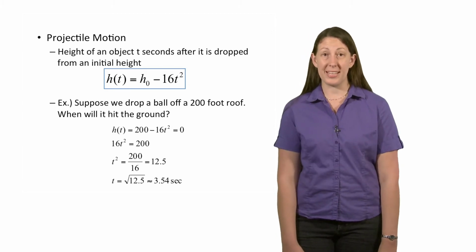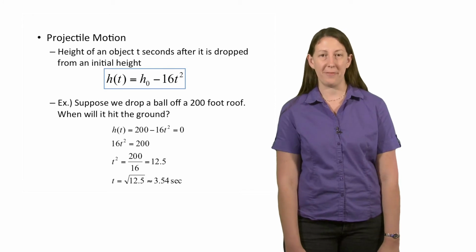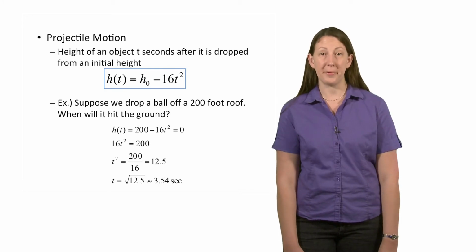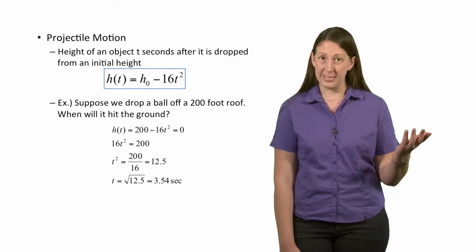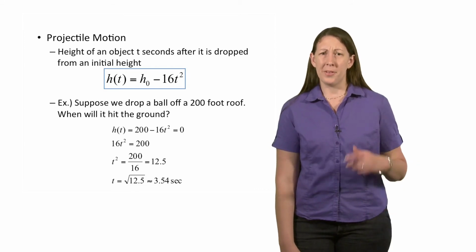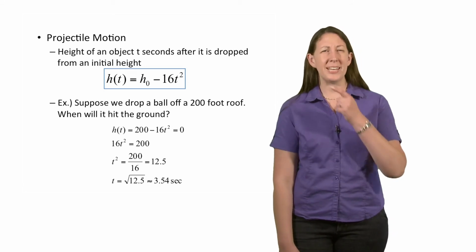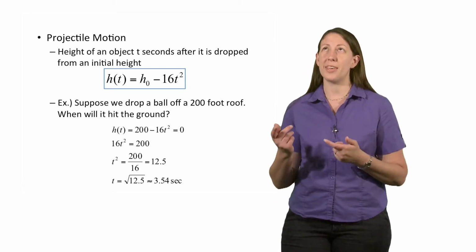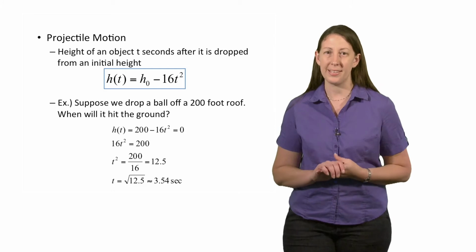Finally, if I want to get t by itself, I know t squared is 12.5, so t must be the square root of 12.5, which if you bust out a calculator here, that's 3.54 seconds. You might be asking yourself, well, when I take t squared equals something and I take the square root, don't I get a plus or minus?